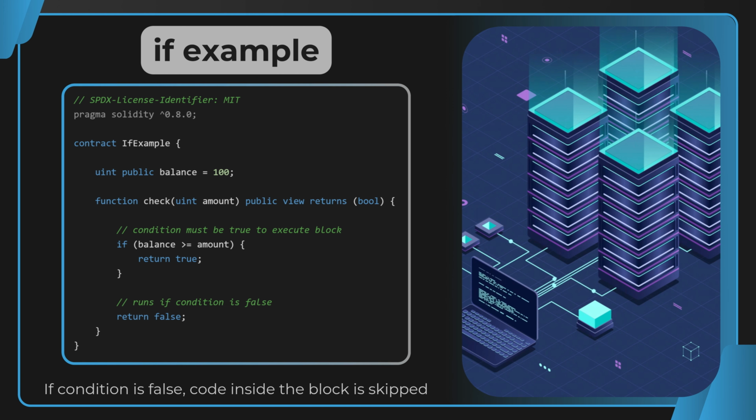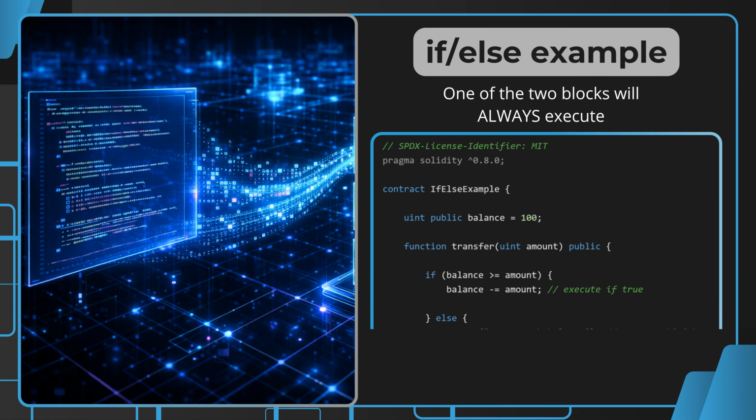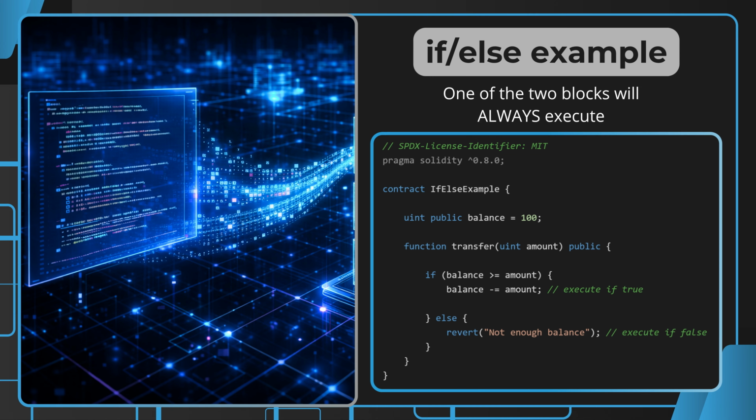Sometimes you don't just want to decide, do something, or skip it. You want to choose between two different paths. That's where if-else comes in. One block runs when the condition is true, and a different block runs when it's false. If the condition is true, the first block executes. If it's false, the else block runs instead.